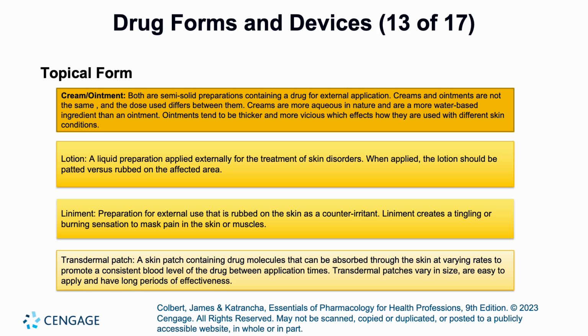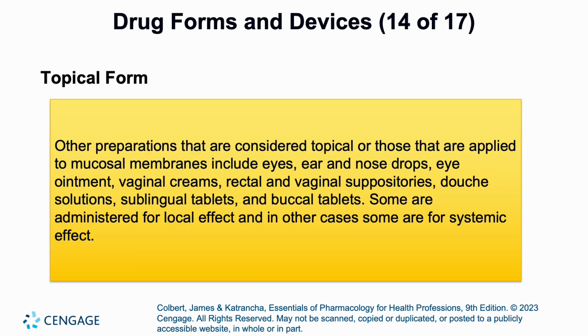Something like a lidocaine patch, this is something that you can get over the counter, but there are also pain patches that can be used to control chronic pain. There are things like nicotine patches to help combat addiction to nicotine, so on and so forth, and those are more of a consistent kind of release. Other preparations that are considered topical are those that are applied to mucosal membranes.